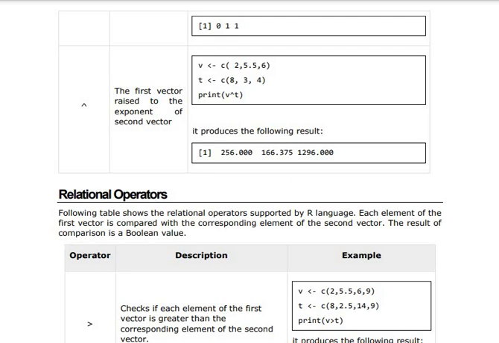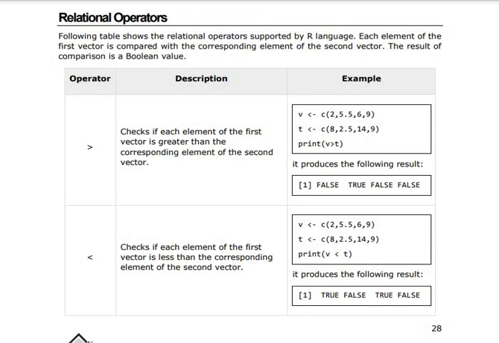The next category is relational operators. Each element of the first vector is compared with the corresponding element of the second vector, and the result is Boolean value, either true or false. Greater than, the first element of first vector is greater than the first element of second vector. 2 greater than 8 is false. 5.5 greater than 2.5 is true. 6 greater than 14 false, and 9 greater than 9 false.